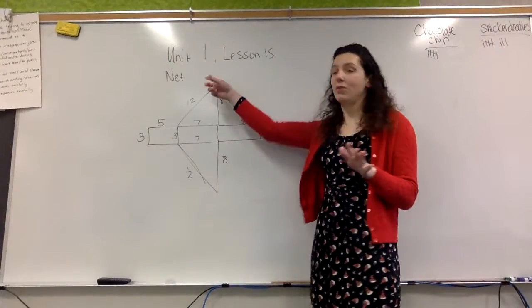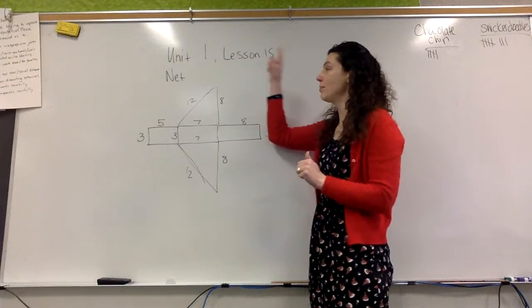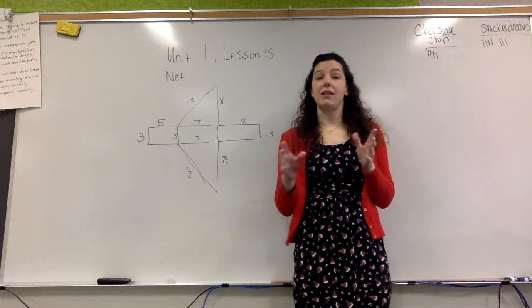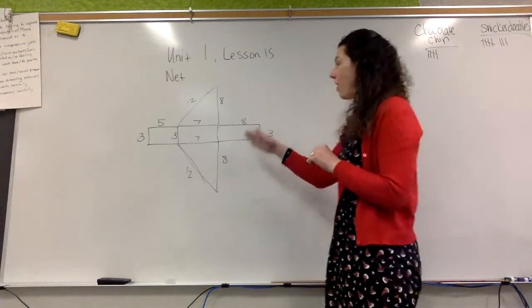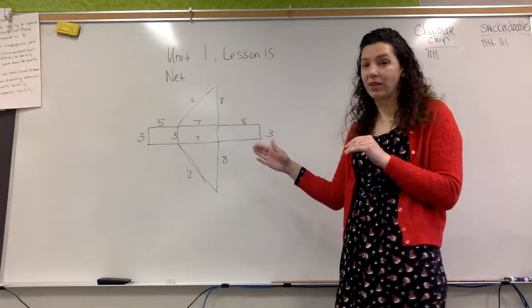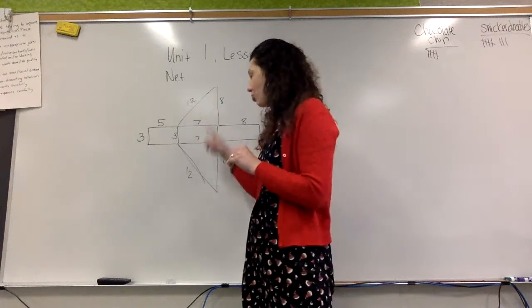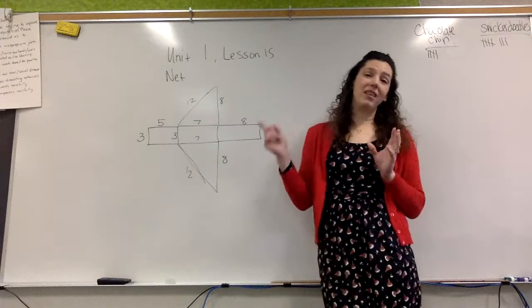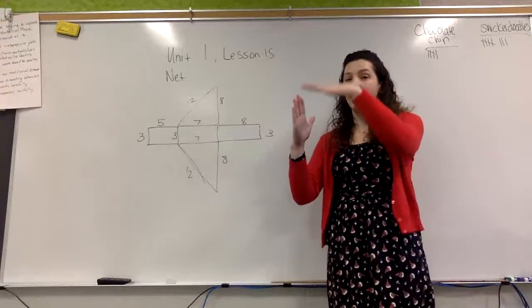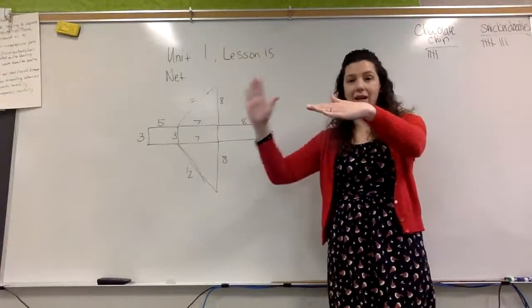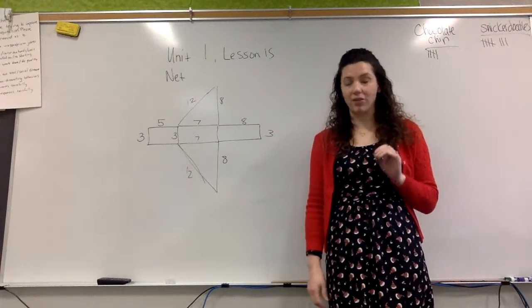Guys, this is Unit 1, Lesson 15. Yesterday we talked about nets. A net is a two-dimensional representation of a three-dimensional figure. If I took this net and folded it up, I have three rectangles and two identical triangles. This would fold up to be a triangular prism. It would have a triangle on each side, and then the three rectangles would connect those three parts of it.